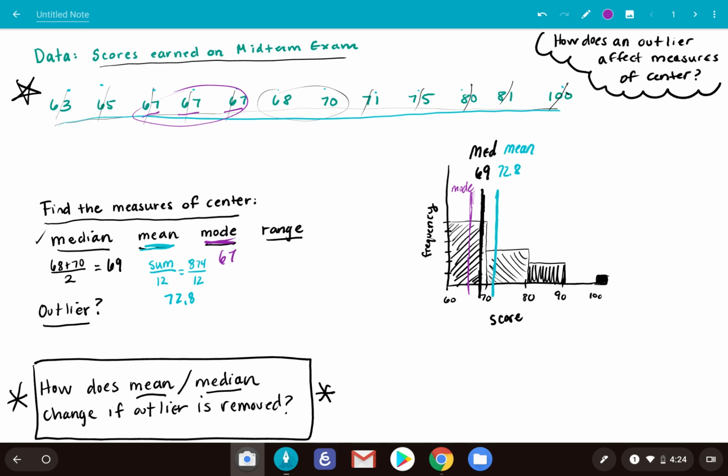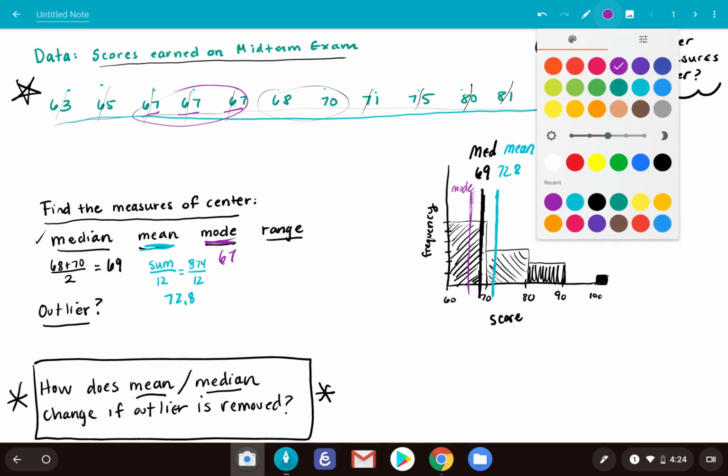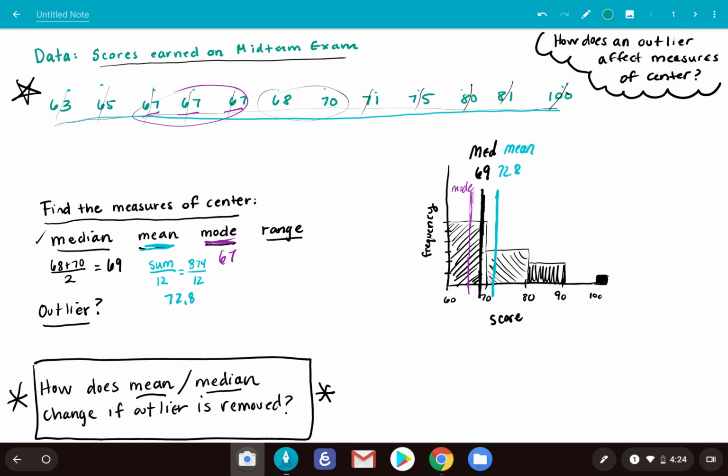And then we can also look at our range. Our range is just going to be the difference of the highest minus the lowest. So that'd be 100 minus 63, which is 37. So that's our range.